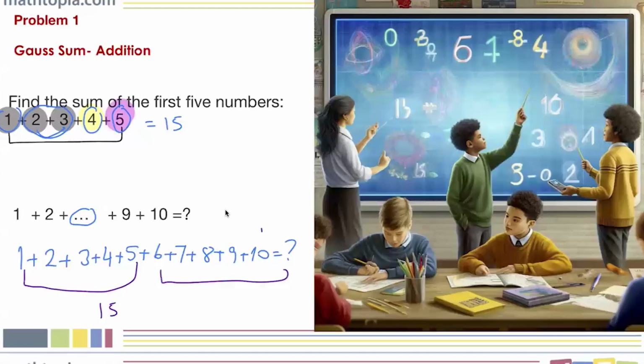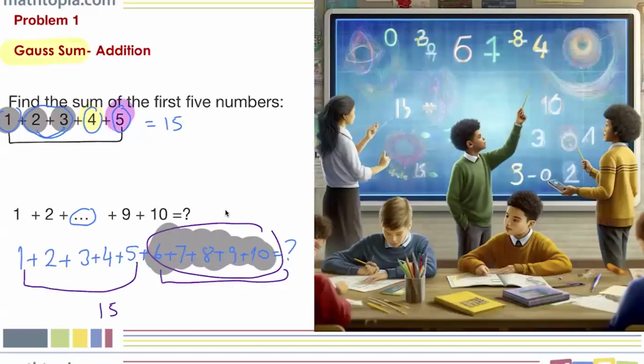Oh, but this is bigger, right? The second part is bigger. Then it's going to be more than 30, right? The second part is bigger. That's fine, no problem. Now, why I call this one Gauss sum.